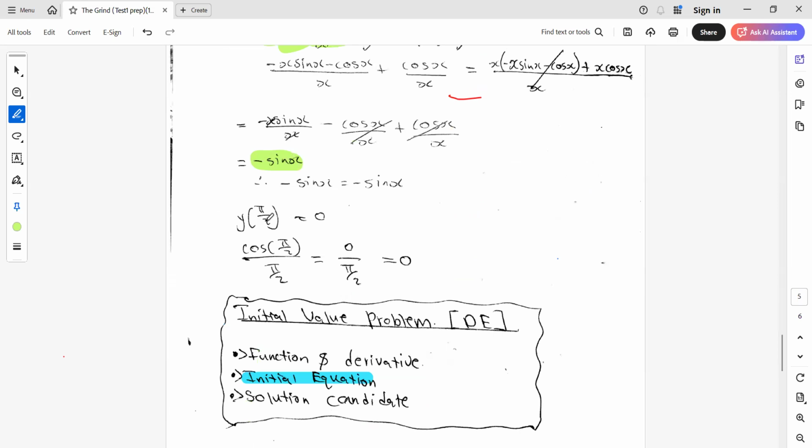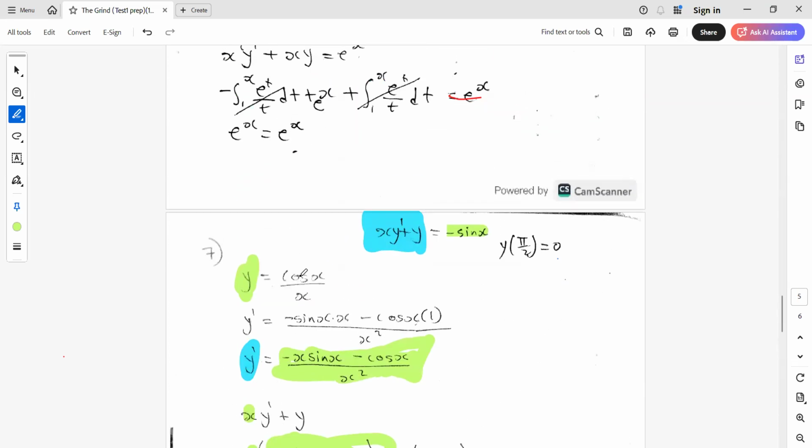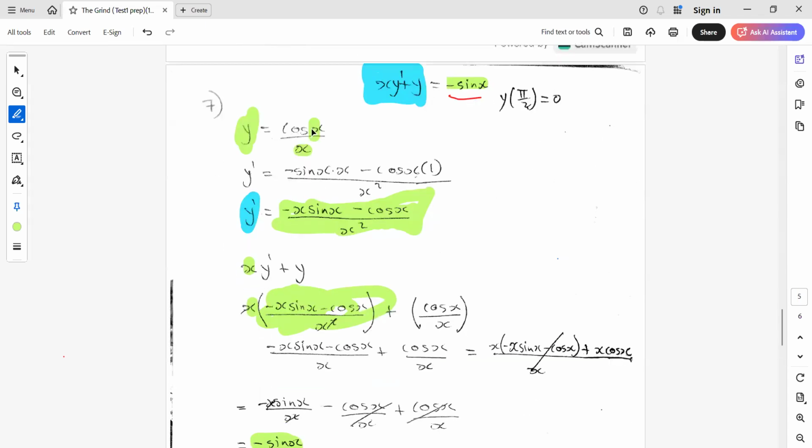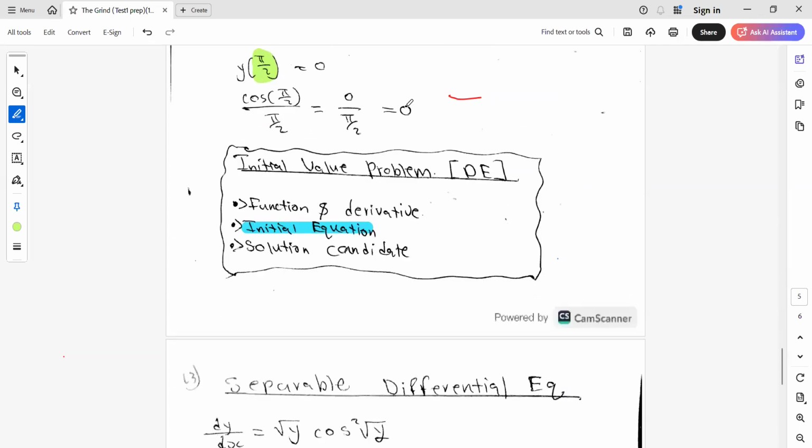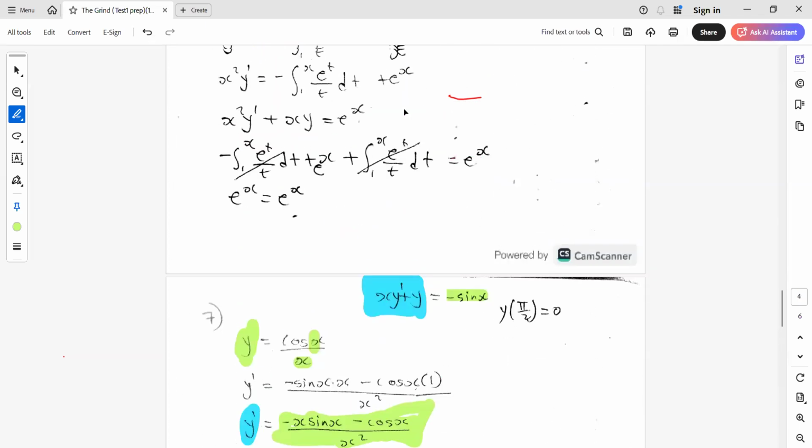And then right over here, we just have to substitute pi by 2 and check whether it's equal to 0 or not. So on your y, substitute pi by 2 right here. So probably it's just going to be cos of pi by 2, which is 0. 0 divided by any number is just going to be 0. So that's what you're going to have, which goes along with the equation that we had, that y of pi by 2 is equal to 0. You have to double check that.